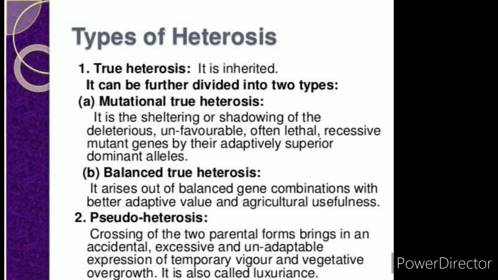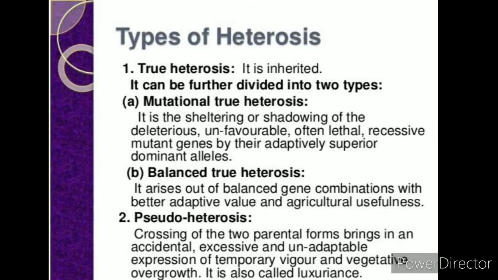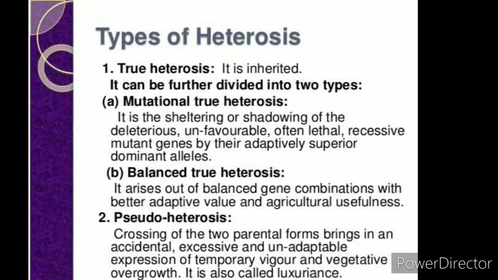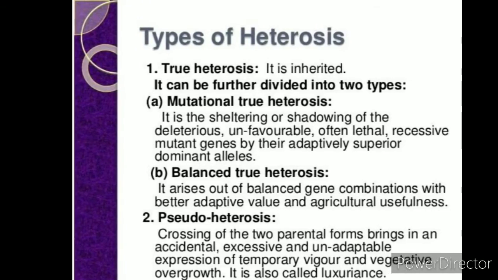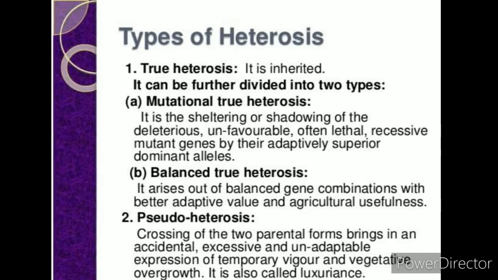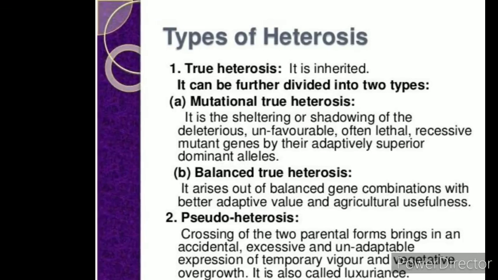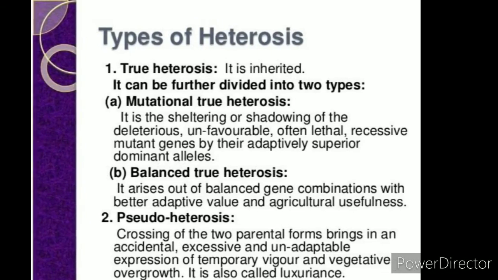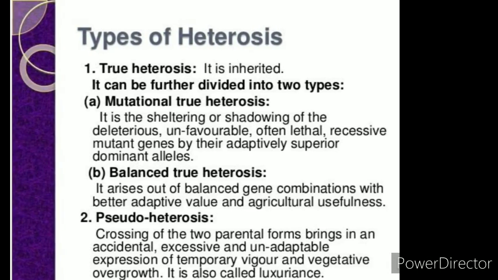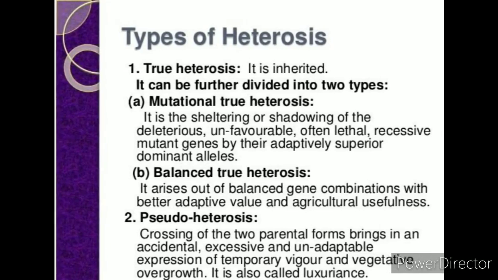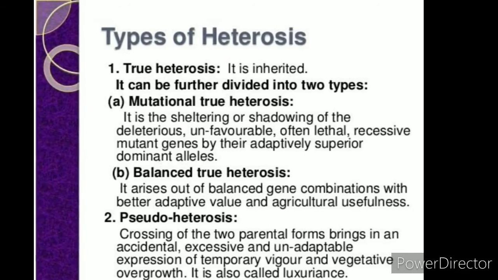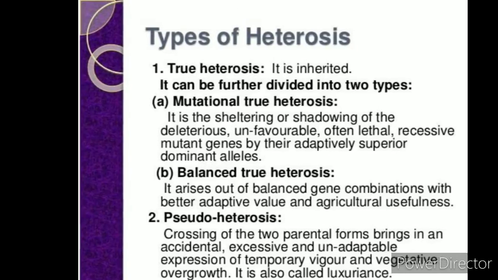Euheterosis, here eu means true. This is the true heterosis which is inherited and is further classified as mutational euheterosis and balanced euheterosis. Mutational euheterosis is the simplest type of euheterosis and results from elimination of unfavorable trait or character by their superior dominant alleles in cross-pollinated crops. Balanced euheterosis is well-balanced gene combination which is more adaptive to environmental conditions and agricultural usefulness.